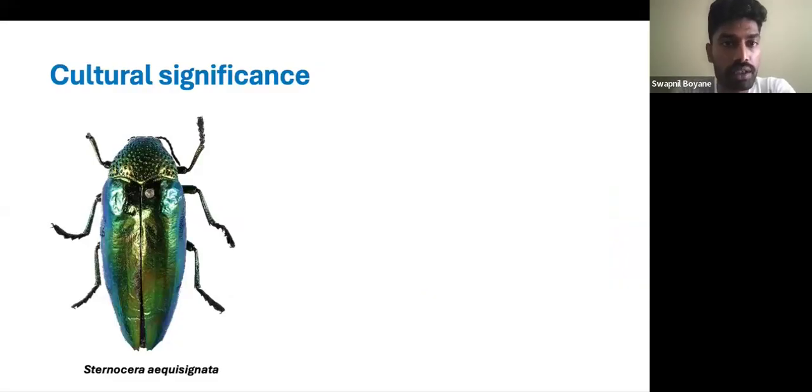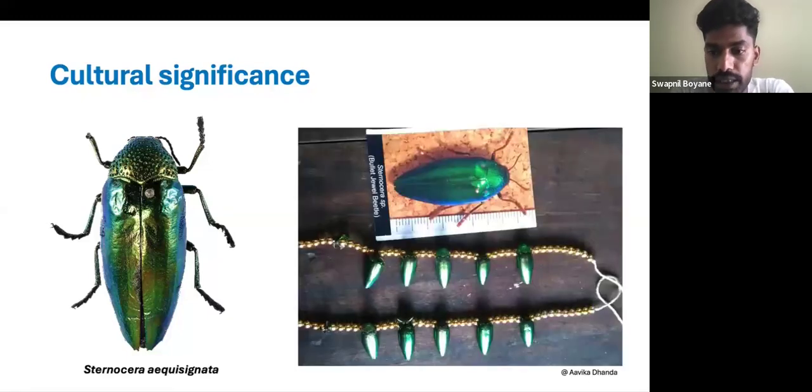And then we have another important aspect of beetles in ethnic communities, which is their cultural significance. We all know the jewel beetles, right? These jewel beetles, due to their metallic green and very vibrant colors, are being used in jewelry. This photo was taken by our colleague Avika when she was doing field work in Nagaland.